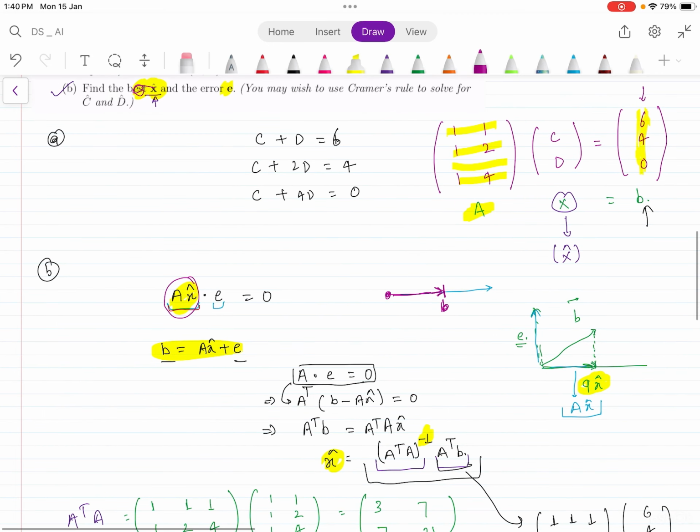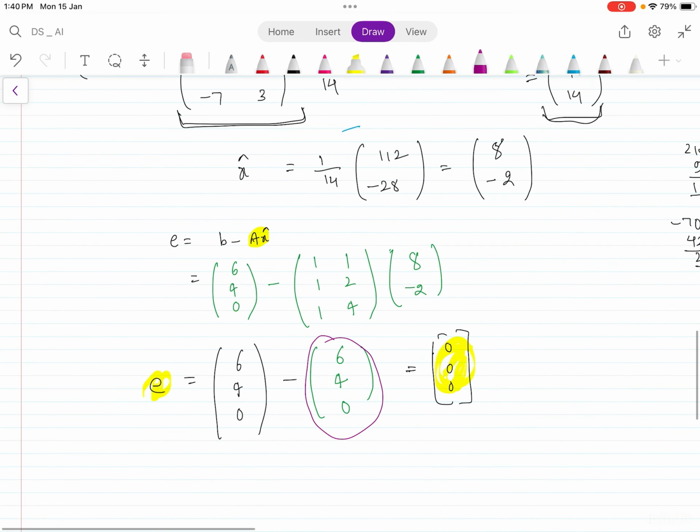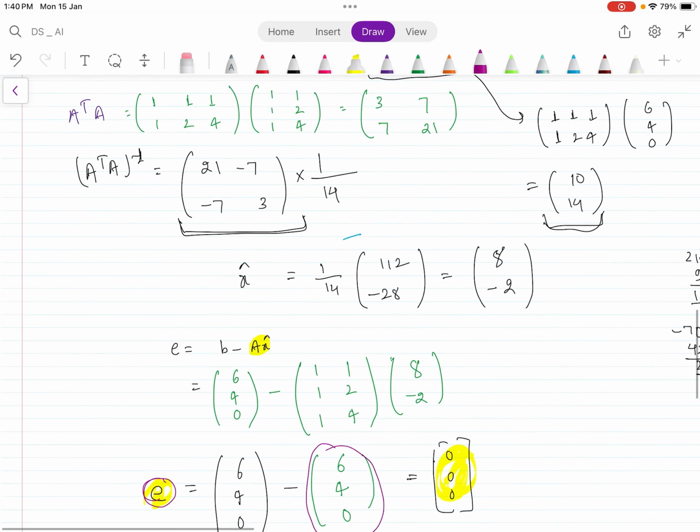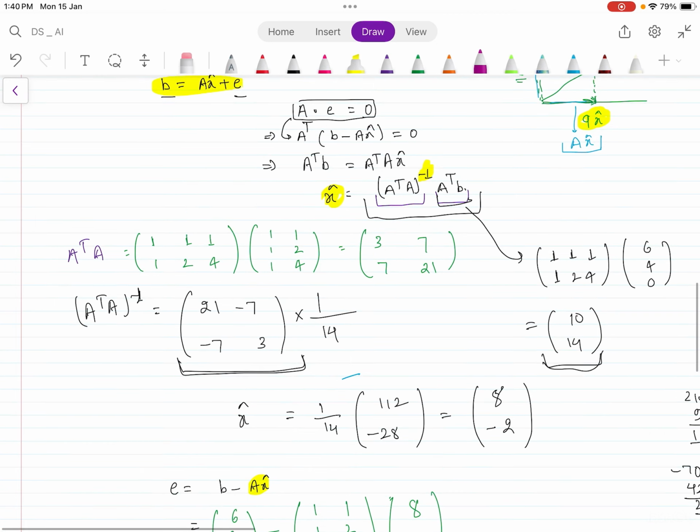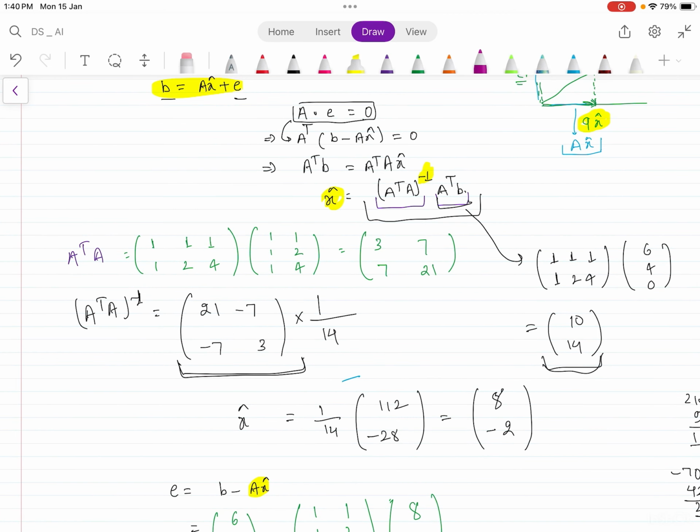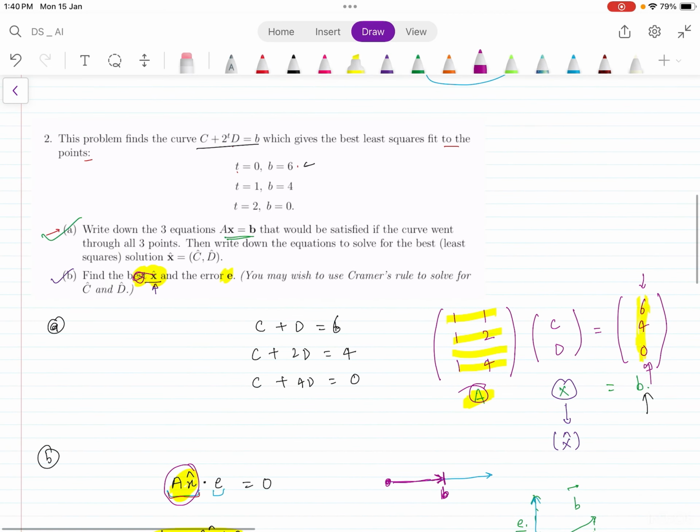In this case, what happened is that at the end we found that this b is already in the column space of this A, right? That is why we found that there would be no error term, or no second component of this b, because that is already in the column space, right? So that is all about this question.